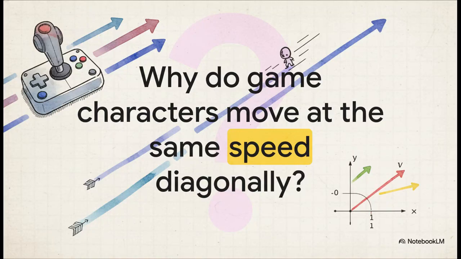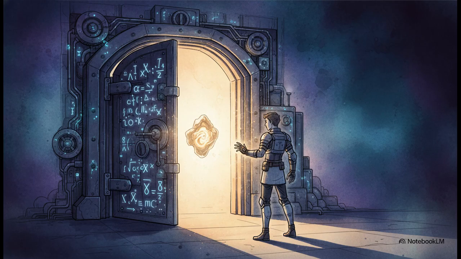So let me ask you something. You're playing a video game, right? Ever noticed how your character moves just as fast when you jam the joystick diagonally as when you push it straight forward? It seems obvious, but trust me, it's definitely not an accident. The reason for that super smooth, consistent movement comes down to a really powerful tool from math. It's the secret sauce that keeps game physics feeling fair and predictable. So let's dive in and see what's really going on under the hood.